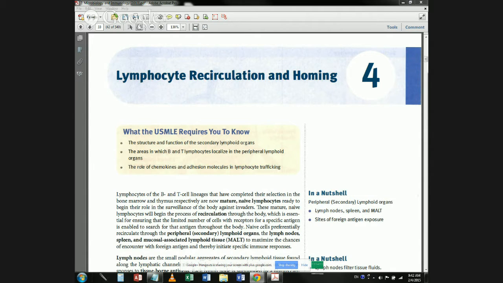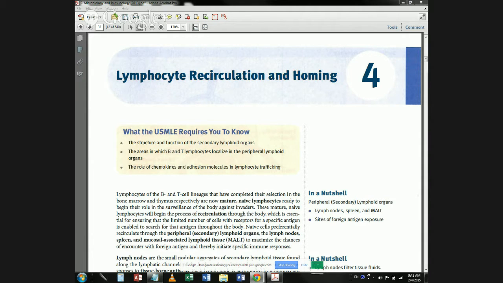Lymphocytes of the B and T cell lineages that have completed their selection in the bone marrow and the thymus, respectively, are now considered mature naive lymphocytes, ready to begin their role in the surveillance of the body against invaders. Now, these mature but naive lymphocytes will begin the process of recirculation through the body, which is essential for ensuring that the limited number of cells with receptors for a specific antigen is enabled to search for that antigen throughout the body.